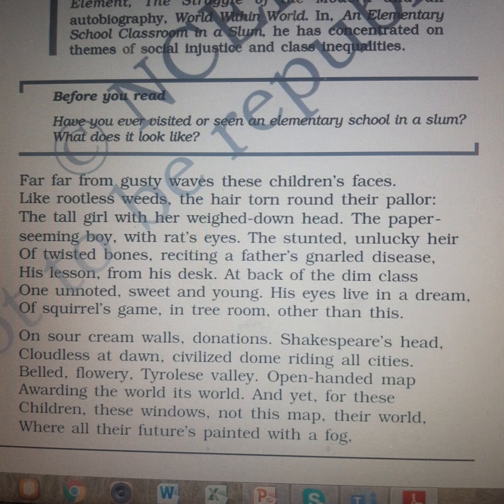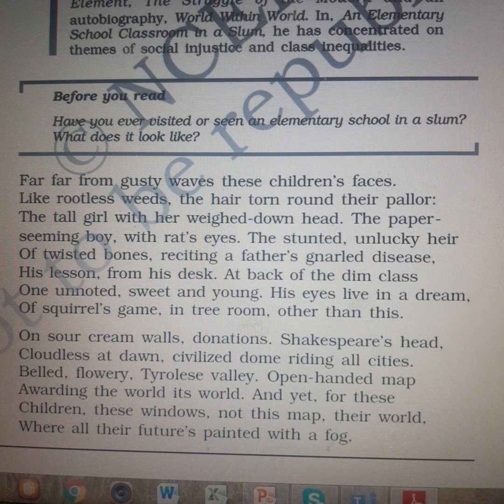Okay. Then open-handed map, awarding the world its world. Open-handed maps, children, very, very important. What do you mean by open-handed maps, children? Open-handed maps over here means the maps that have been carved out according to the whims and fancies of the upper class people. Okay, now try to understand it, children. They do not recognize it as their own.